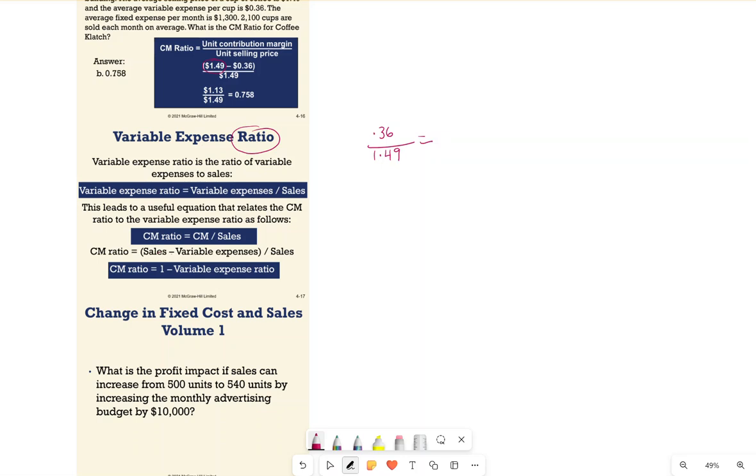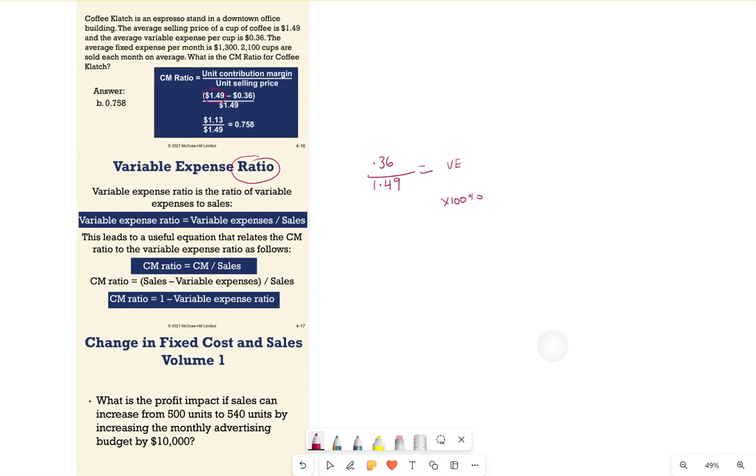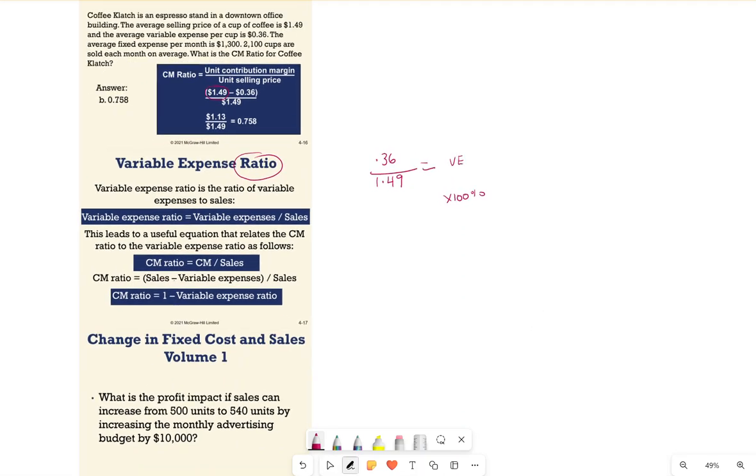It can be shown in a unit. If they're looking for variable expense per unit, it will be that. And we could also show it in the form of a percentage. So if you do a percentage, you multiply by 100 to get my variable expense ratio, which is your variable expense divided by the sales.